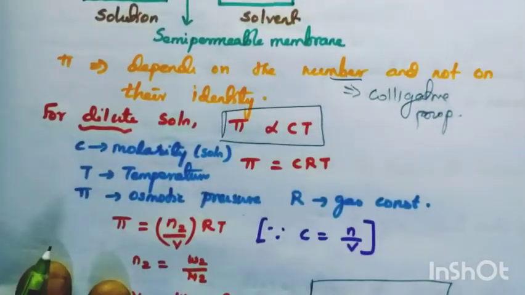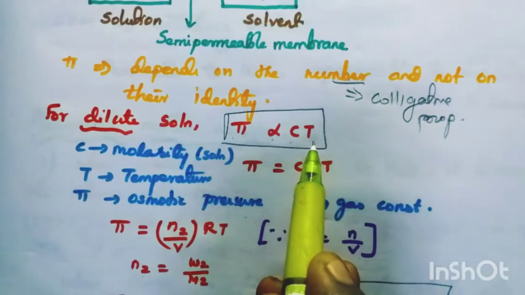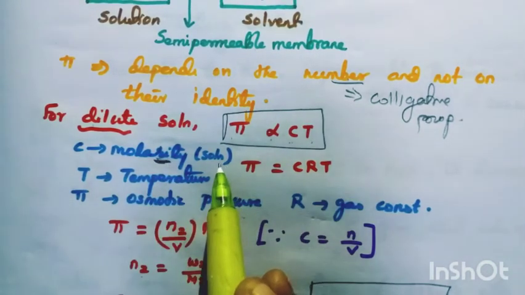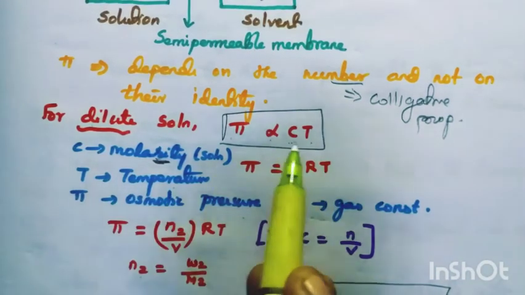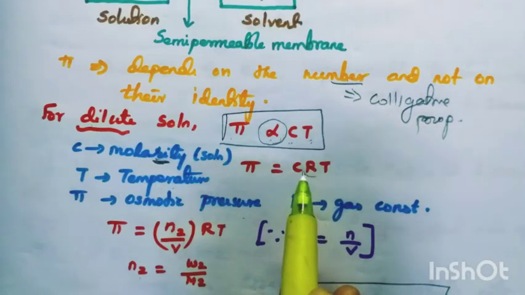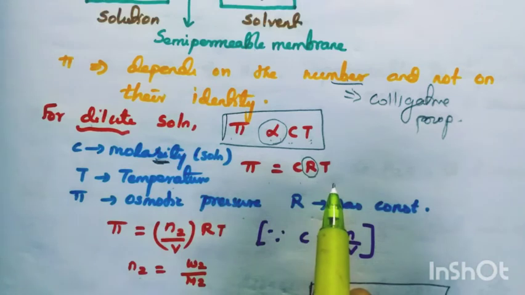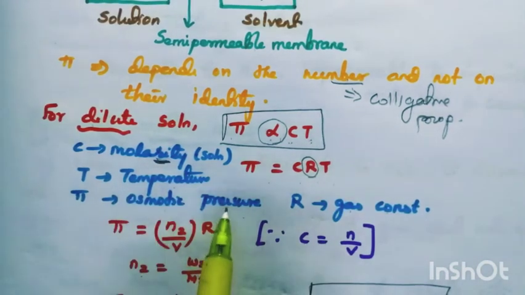For a dilute solution, pi is proportional to C into T. What is C? Molarity, that is M. And T is temperature. If you remove the proportionality, you introduce a constant, that is R. So pi is equal to C into RT. R is the gas constant, and pi is the osmotic pressure.